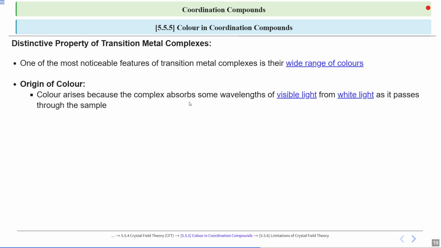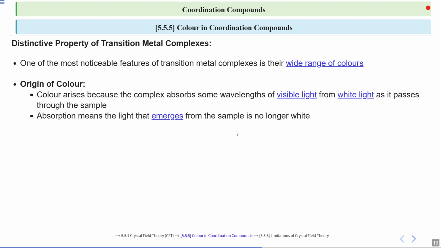Color arises because the complex absorbs some wavelengths of visible light from the white light as it passes through the sample. So when white light passes through the sample, the complex absorbs some wavelengths of visible light, due to which color arises in the complex. What does absorbed mean? Absorption means that the light that emerges from the sample is no longer white, right?